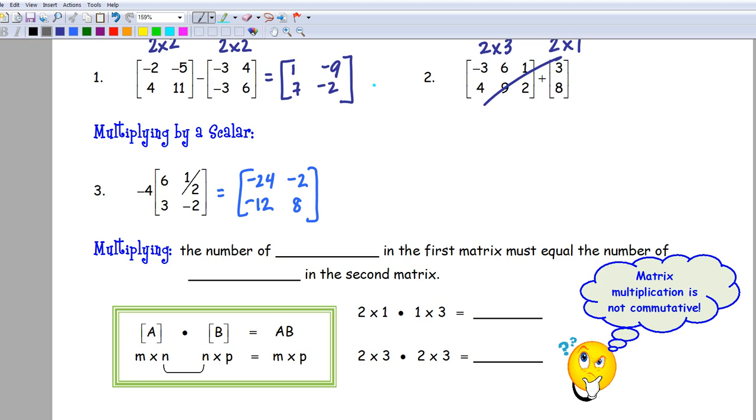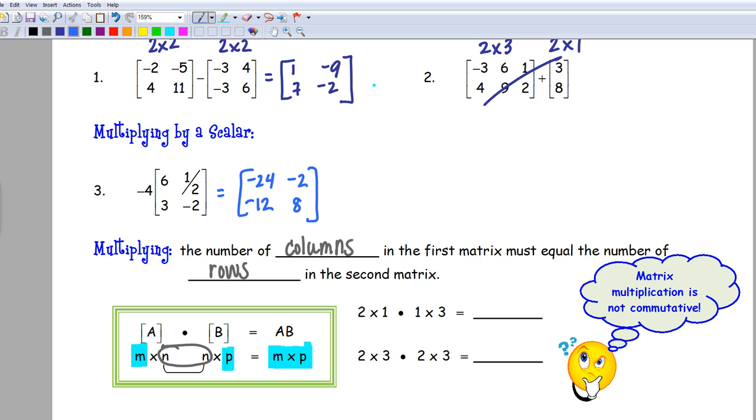So multiplying, the number of columns in the first matrix must equal the number of rows in the second matrix. So let's say you have matrix A and it's m by n, and matrix B is n by p. These two numbers must be the same. If they're the same, then you may multiply the matrices together. If they're not, the problem cannot be done. So when these are the same, it's these other numbers that give you the dimension of the new matrix.